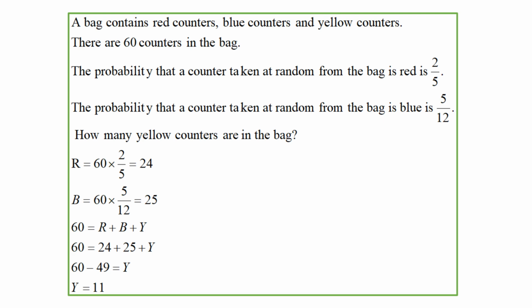Now, we've found the number of red counters and blue counters. We can add these two amounts together. 24 red counters plus 25 blue counters equals 49 counters. Since we know that the total number of counters in the bag is 60, we can find the number of yellow counters by subtracting the combined total of red and blue counters from the total number of counters. So, we take 60 and subtract 49. 60 minus 49 equals 11. Therefore, there are 11 yellow counters in the bag. To recap, we determined that there are 24 red counters, 25 blue counters, and 11 yellow counters in the bag.